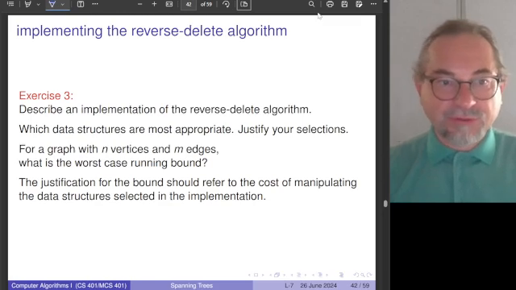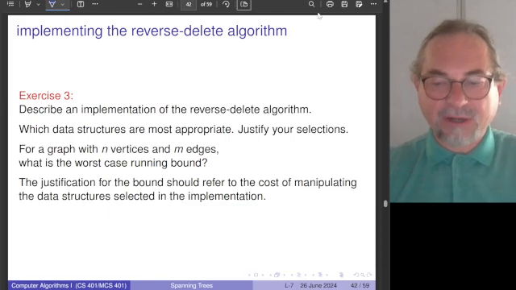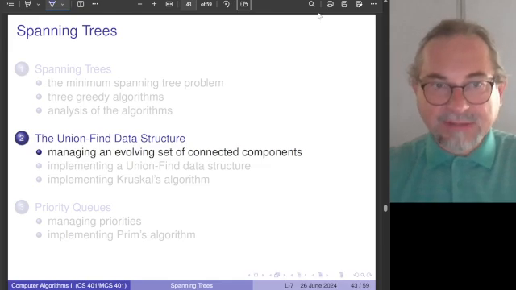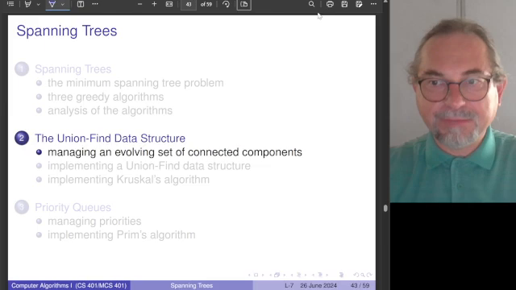Okay, I'm close to 45 minutes, which is kind of the budgeted time. So we will continue in the next pre-recording, the second half of this lecture, on data structures to implement Kruskal, and then we will review priority queues needed to implement Prim's algorithm.